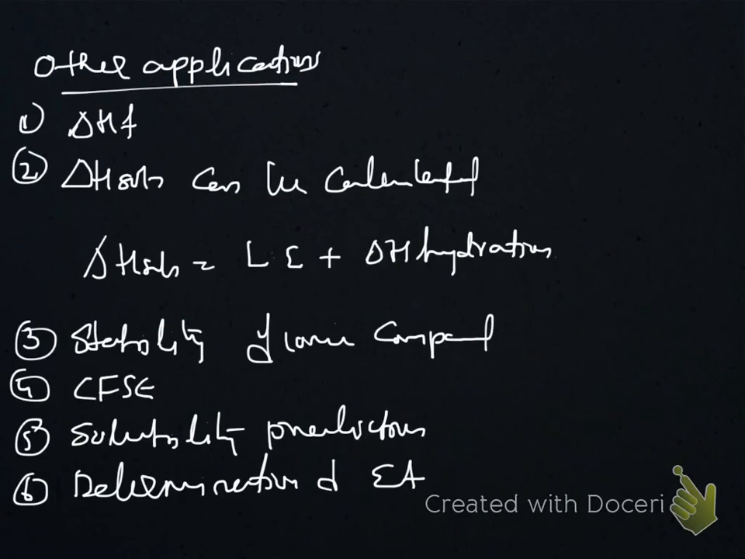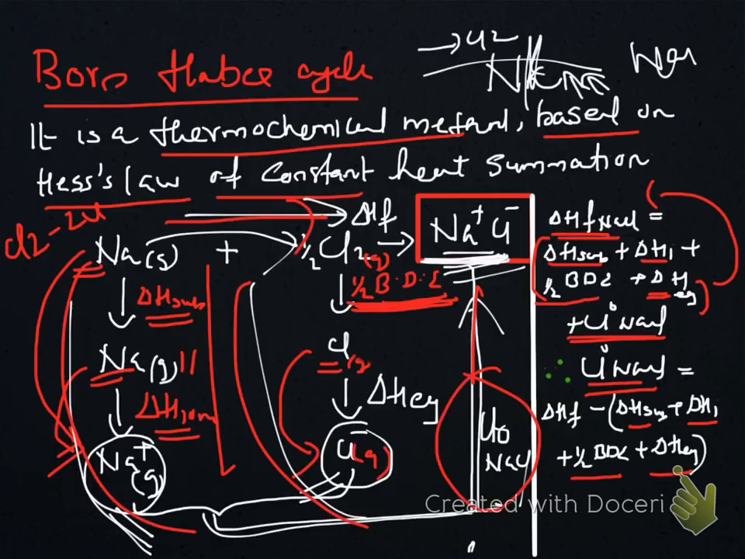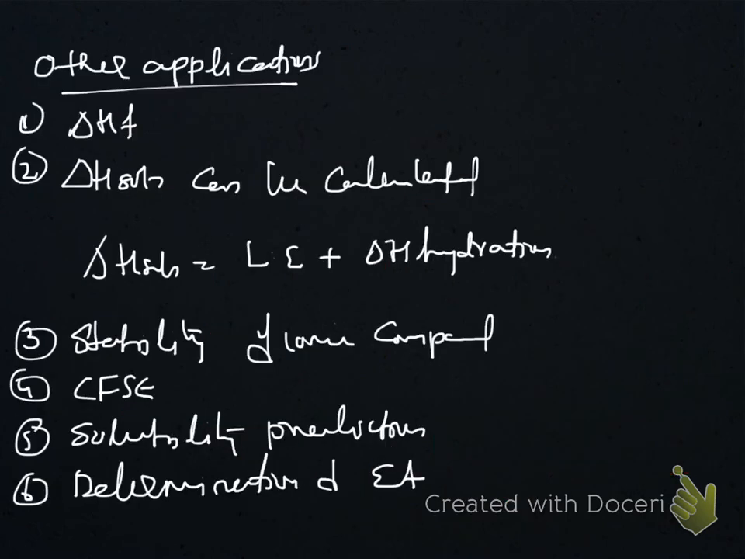Next one is other applications of Born-Haber cycle. One application we have already studied, that is the determination of lattice energy. Additionally, we have a few more applications that we are discussing here. First one is delta HF, formation. That means if you know delta H sublimation, delta H ionization, bond dissociation energy, delta H electron gain and lattice energy, you can calculate delta HF, that means enthalpy of formation.